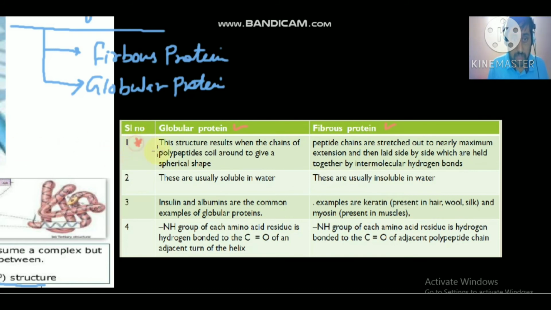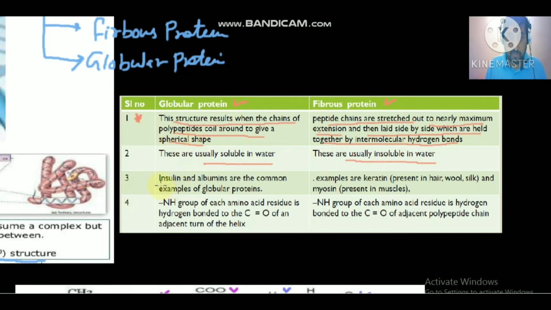The point of difference between these: the globular structure results when the chain of the polypeptides is coiled around to give a spherical shape. Okay, and in fibrous protein, the protein chains are stretched out to nearly maximum extension, so that they become longer in the form of fibers and then laid side by side, which are held together by intermolecular hydrogen bonds. Then the fibrous shape is formed. Globular proteins are usually soluble in water and fibrous proteins are usually insoluble in water. This insolubility may be due to the extensive branching side by side.